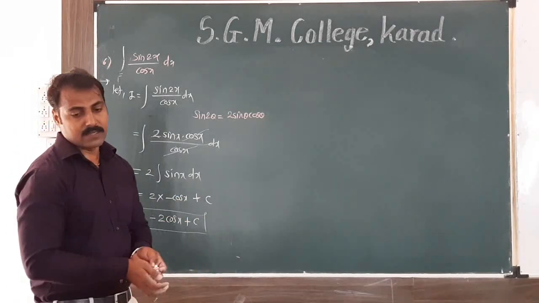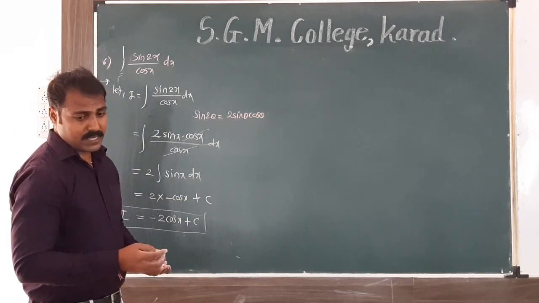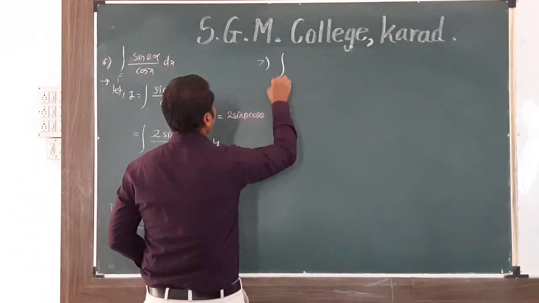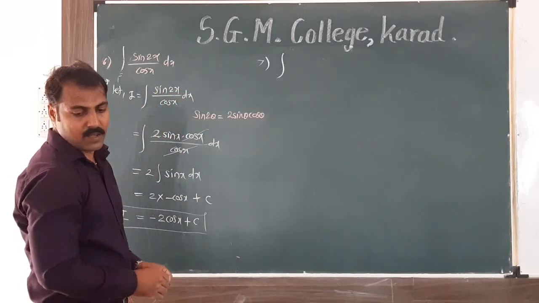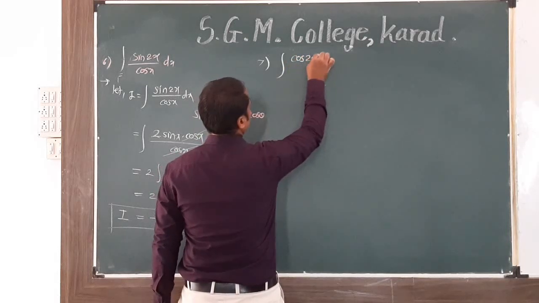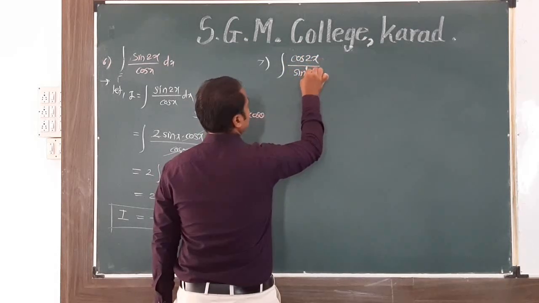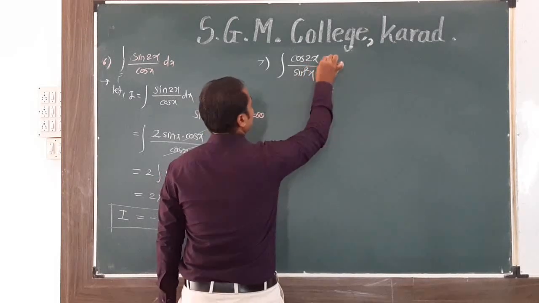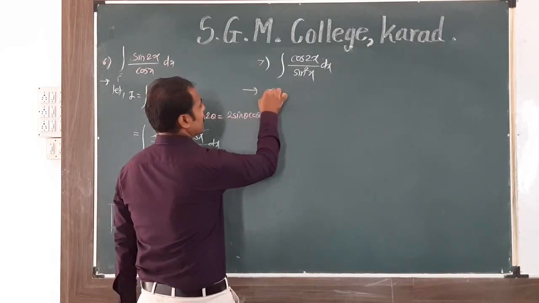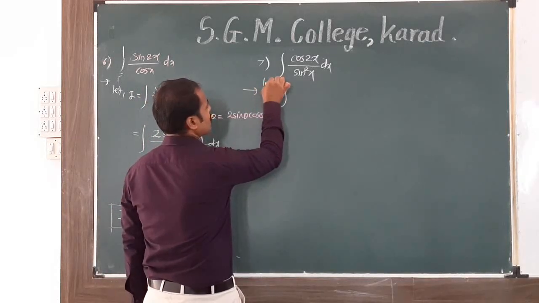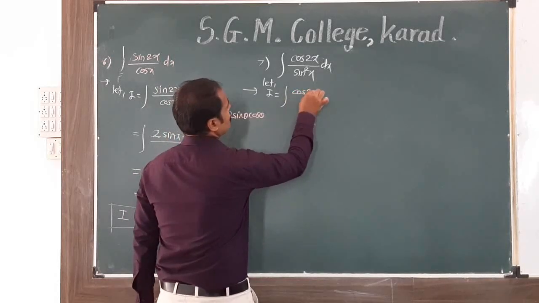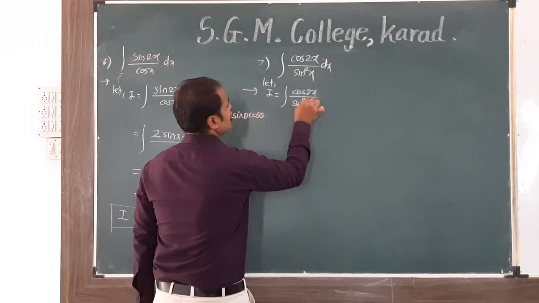Okay. Next, another example is there. Yes, it's the seventh example. Evaluate integration of cos 2x divided by sin square x dx. Okay, first denote the given example of integration by I. So starting the solution, let I be equal to integration of cos 2x divided by sin square x dx.